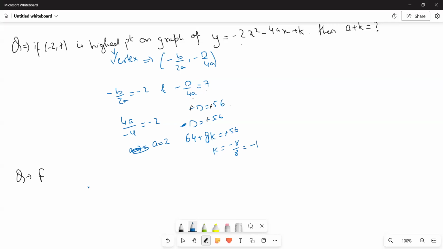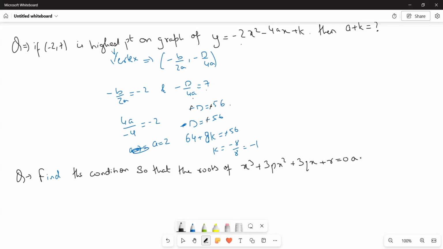ओके, हाँ तो नेक्स्ट क्वेश्चन। Find the condition so that the roots of x cube plus 3p x square plus 3qx plus r equal to 0 are in HP. Find the condition that the roots of this cubic are in HP.